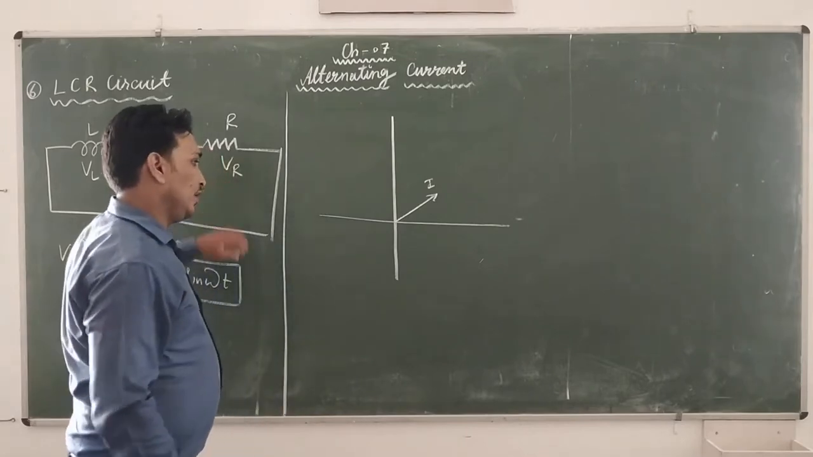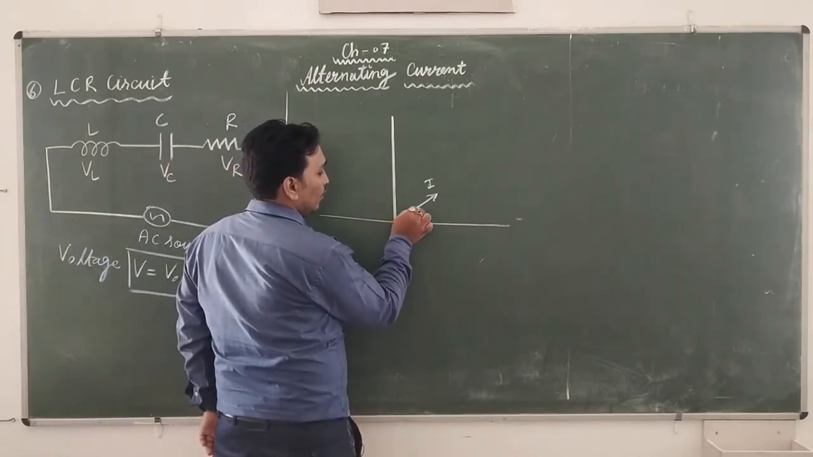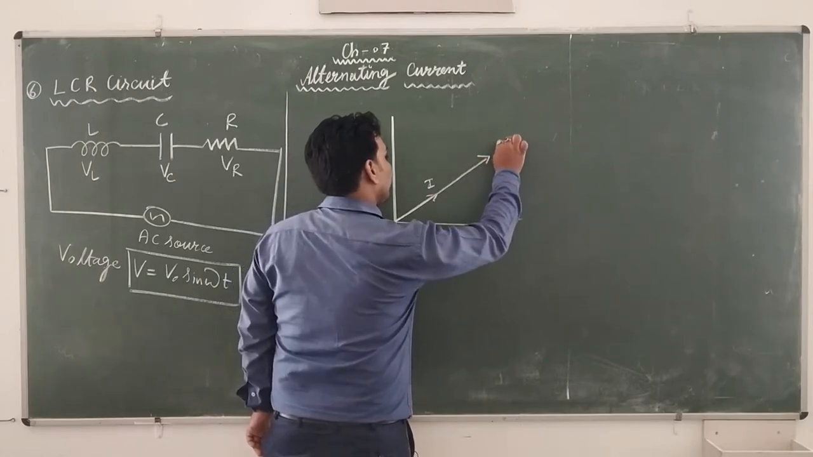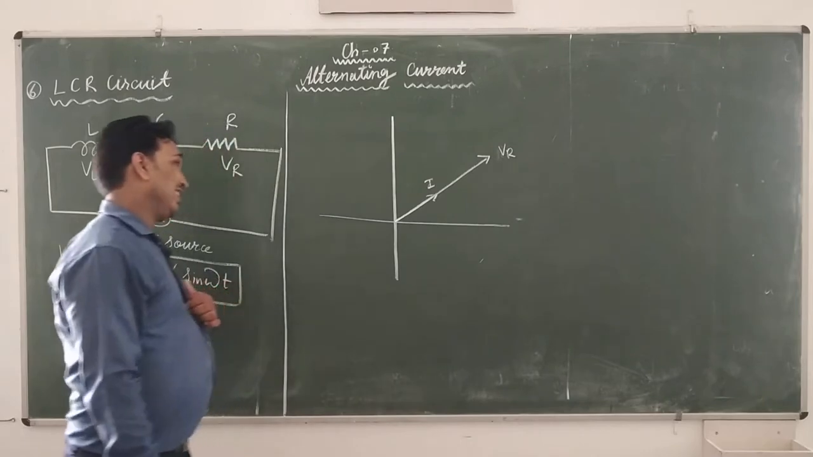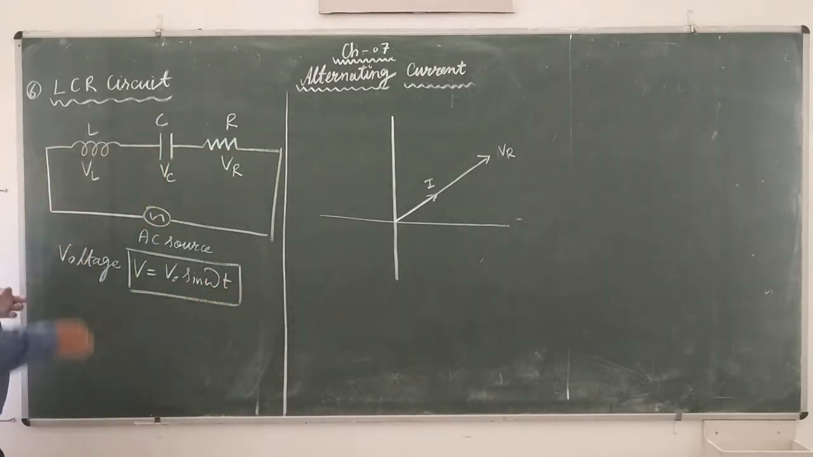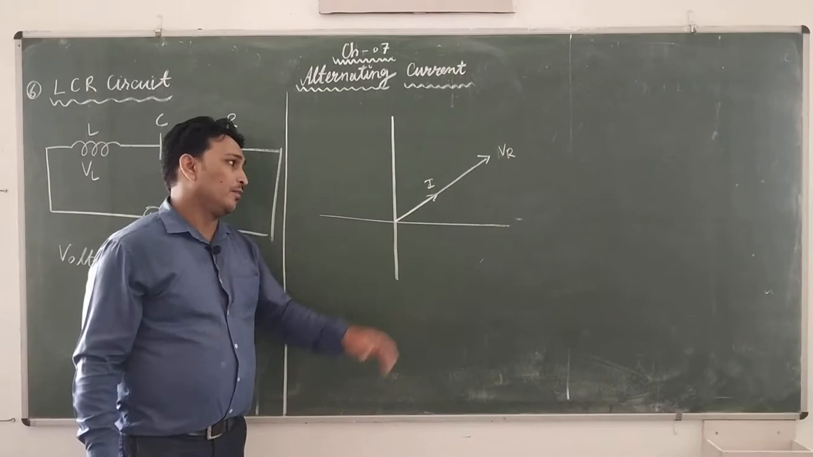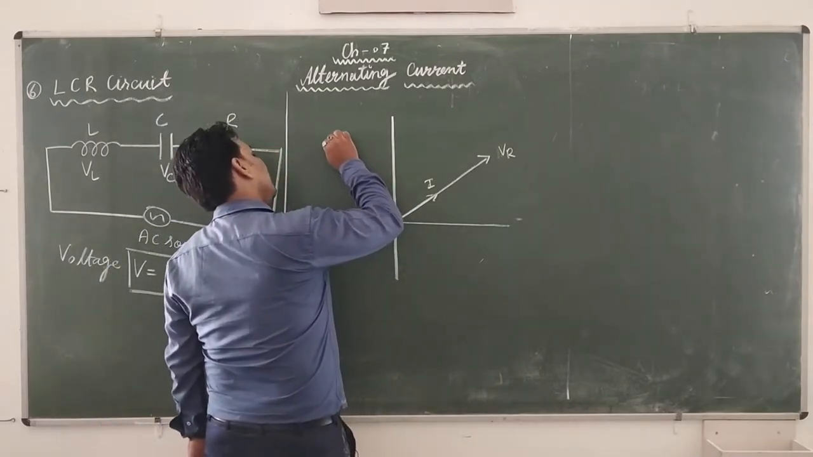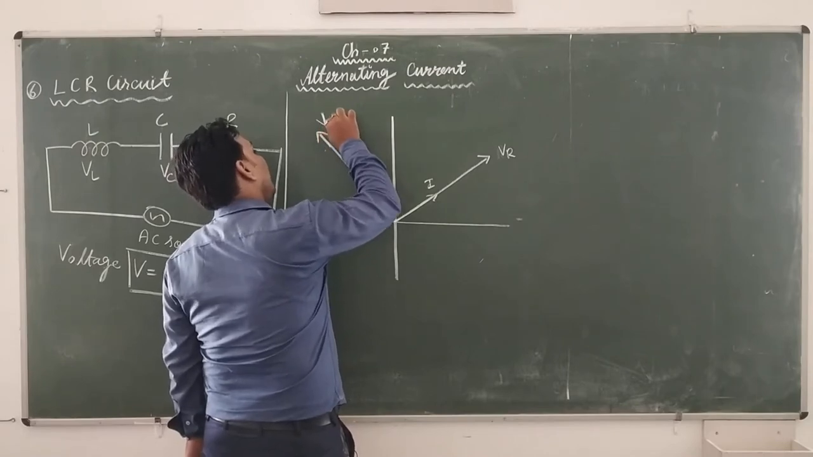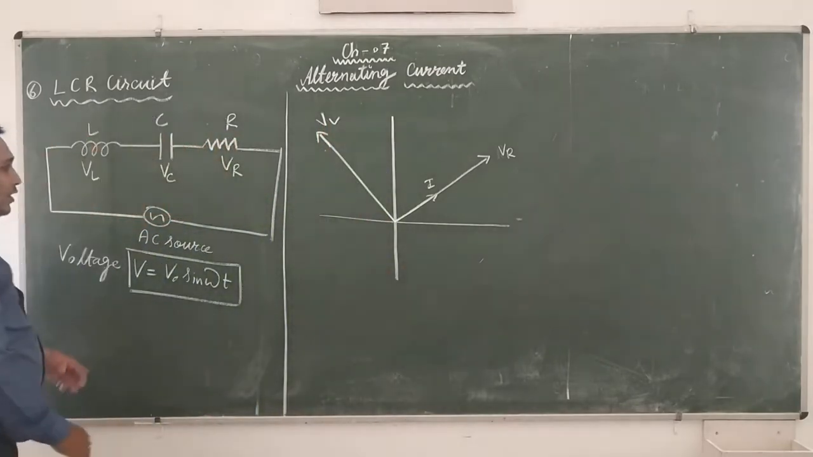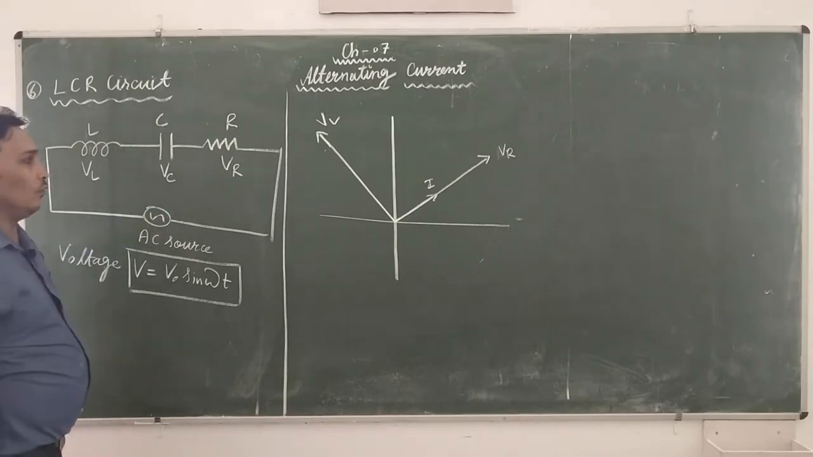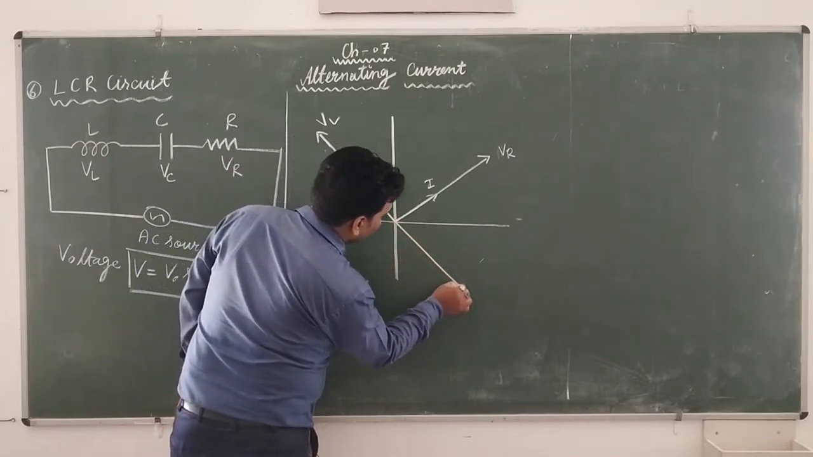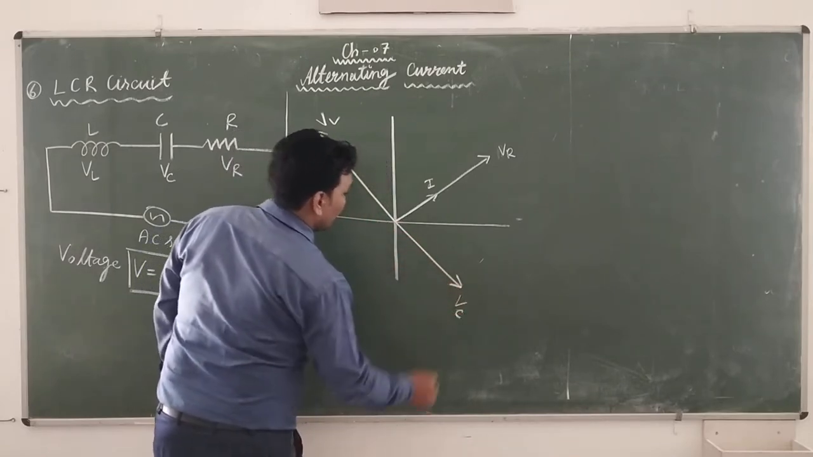For resistance, there is no phase difference, so VR is here only. In case of an inductor, the current lags behind the voltage, so voltage leads the current. Let this be VL. And in case of a capacitor, what happens? Current leads the voltage; in other words, voltage lags behind the current. So for VC, we have it somewhere here.